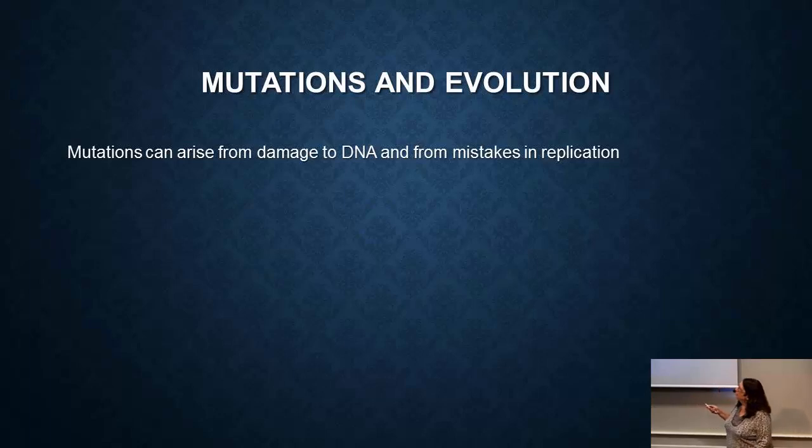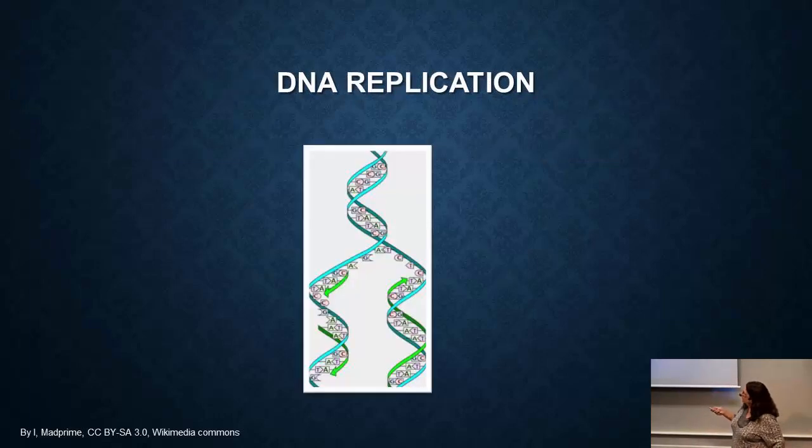Mutations can arise from damage to DNA and from mistakes during the replication. So the replication is very accurate, but occasionally it puts in the wrong base pair. And that causes a mutation. If we look again, here's the DNA. The next one. During the replication process, if the cell happened to put an A in place of that C, there would be a mutation in the next generation.